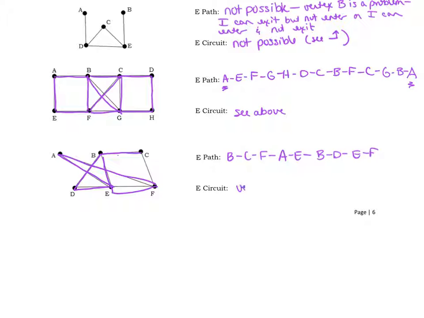Okay, those vertices with odd degree are a problem. Because once we go in, we can go out, and then we go back in, and then we're stuck. We can't get back out. There's not another way to get out. And so in that case, we'll find that this particular graph does not have an Euler circuit at all.